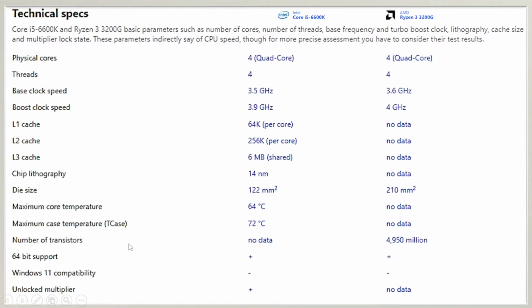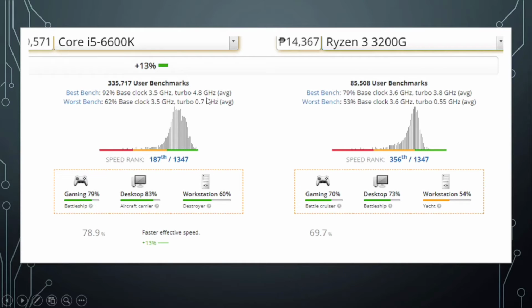For the number of transistors, we have no data for the Core i5, and we have 4,950 million in AMD Ryzen 3. When it comes to 64-bit support, both of them support 64-bit and have no issue with Windows 11 compatibility, and the unlocked multiplier is present in the Core i5 while there is no data for the Ryzen 3 3200G.